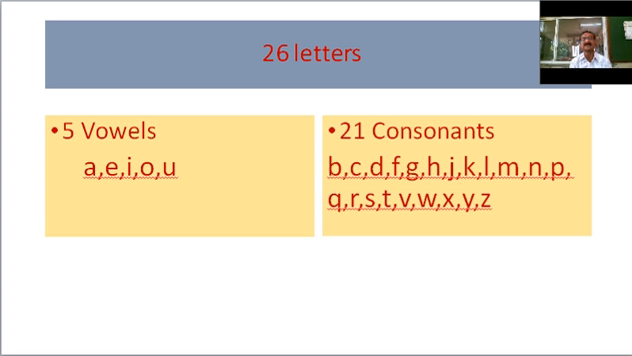There are 26 letters in English, 5 are vowels and the rest of the 21 are consonants. A, E, I, O, U are vowels and B, C, D, F, G, H, J, K, L, M, N, P, Q, R, S, T, V, W, X, Y, Z are consonants.